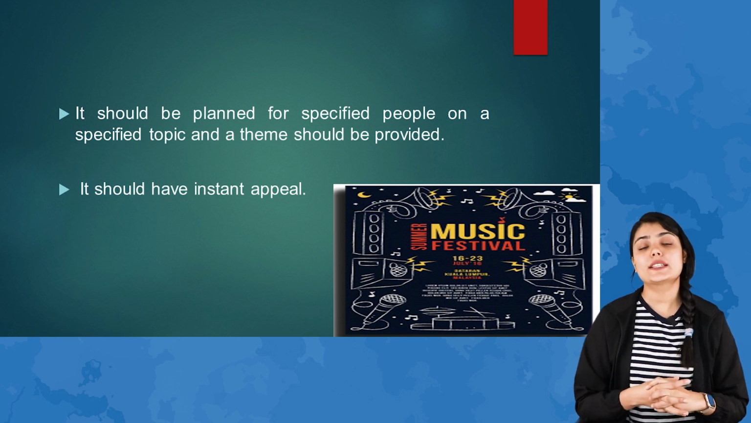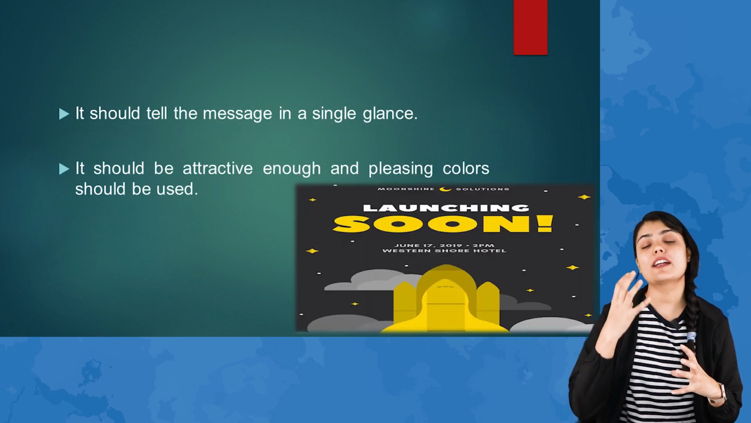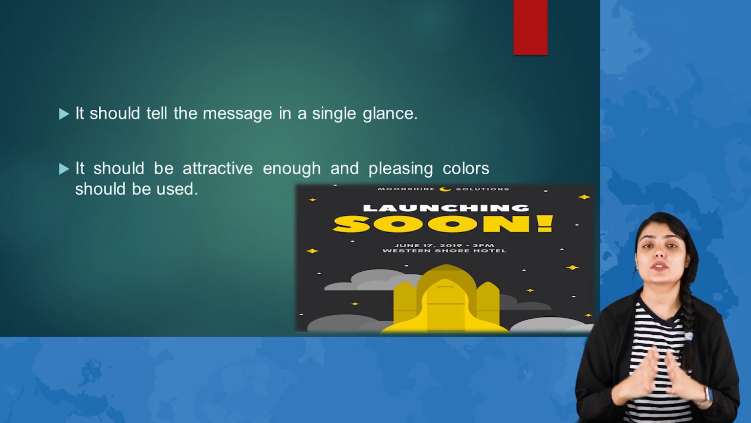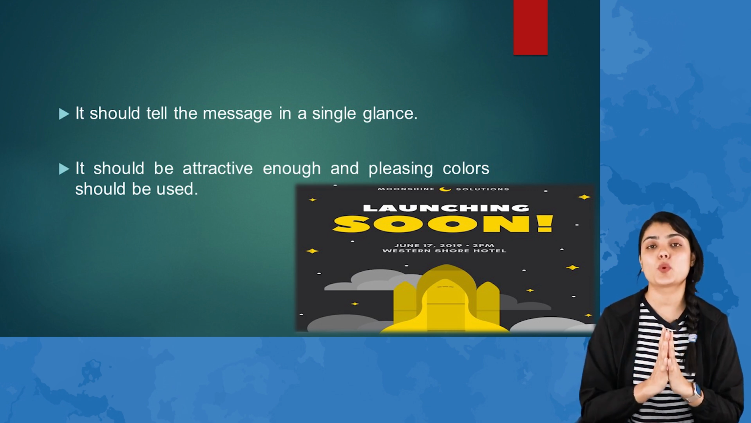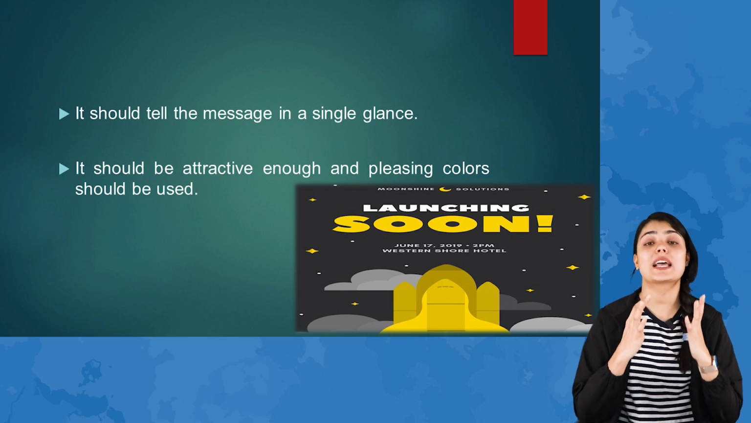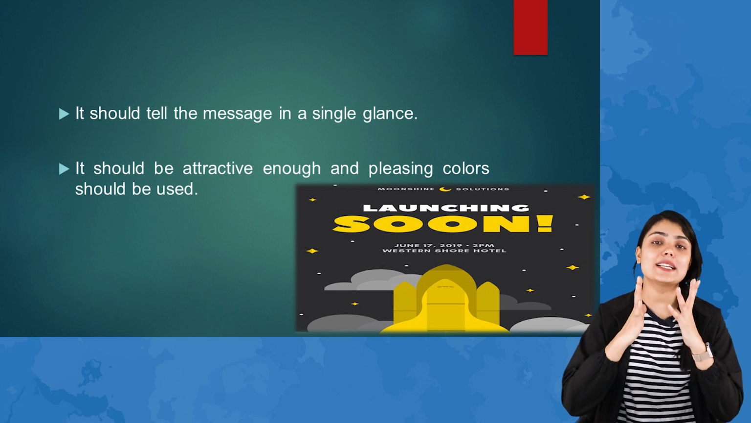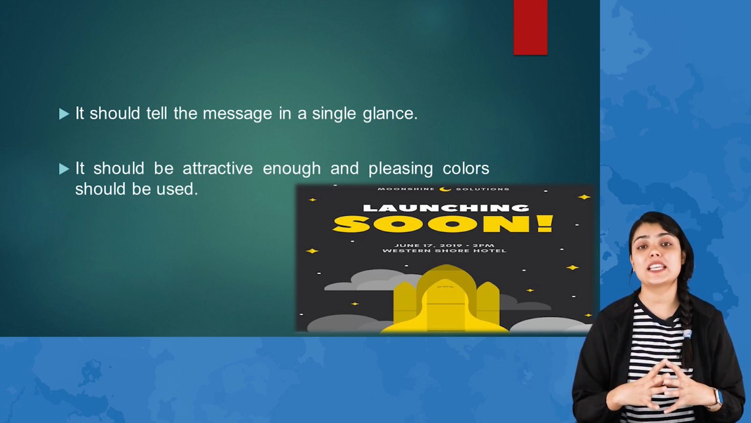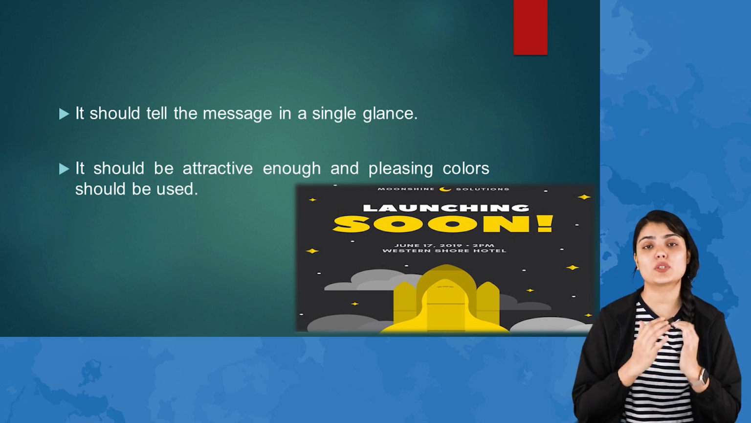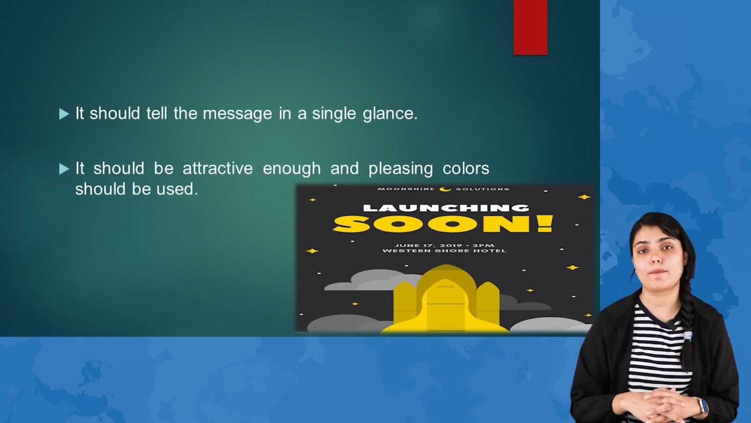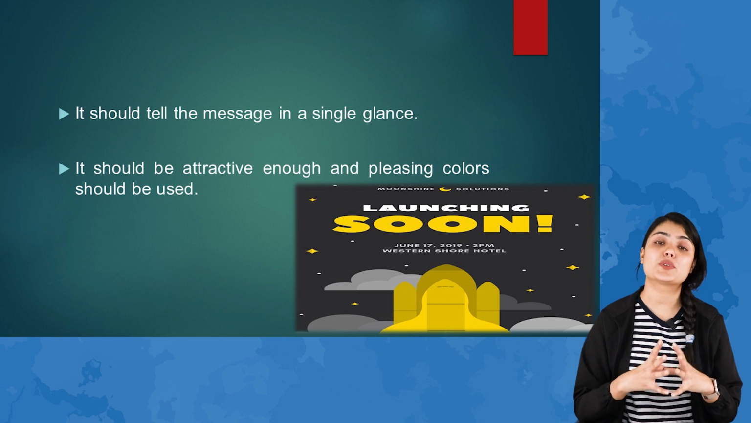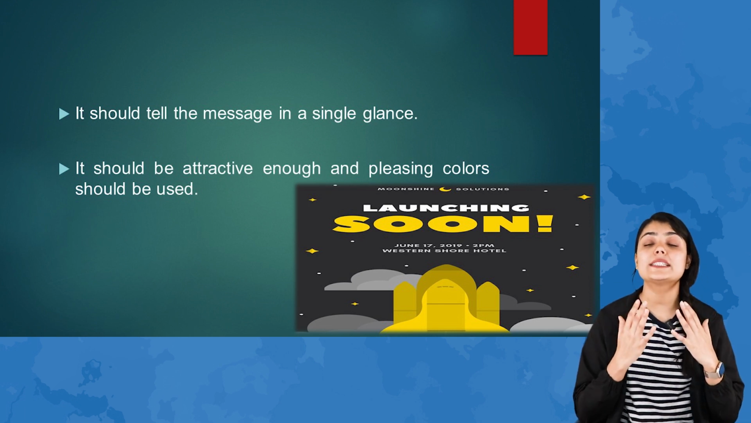The next one is the poster should convey the message at a glance. So when the viewers look at the poster, they must get what the poster is actually trying to convey. So at a glance, it must give the message it is trying to convey. So it must be made in such a way. The next one is it must be attractive enough and it must be pleasing to the eyes.